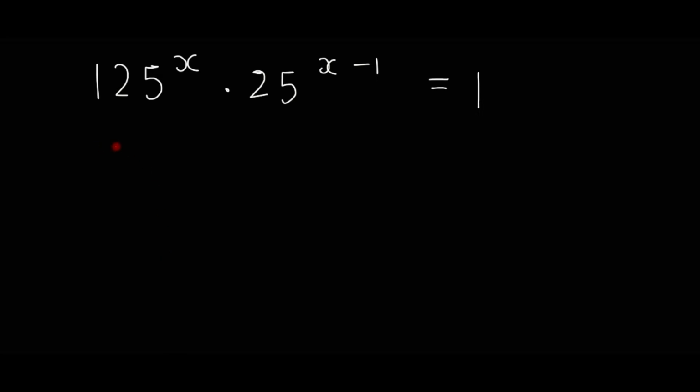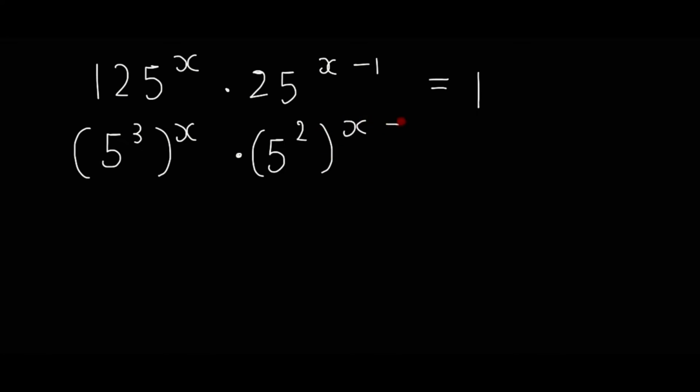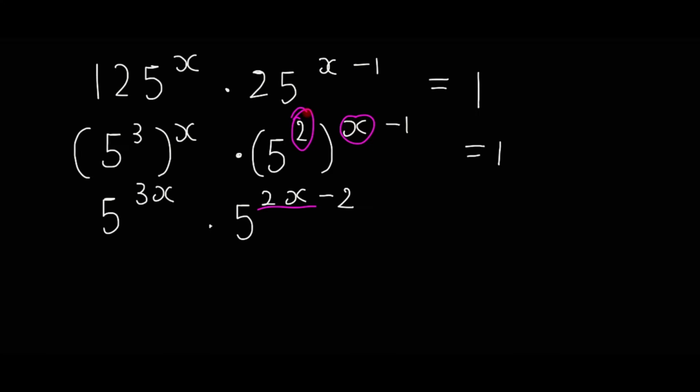So because they are not the same, we will try to change each base into its prime base. When we change 125 it is the same as 5 cube. Remember that you can use a calculator the way we explained, and then when we change 25 it is the same as 5 squared, and then outside we have x minus 1 and then is equals to 1. And then from there we have 5 to the exponent 3x times 5 to the exponent 2x minus 2 because it is 3 times x and then we get 3x, and for this one it is 2 times x and then we have 2x and then this 2 times minus 1 and then we get minus 2, and then is equals to 1.